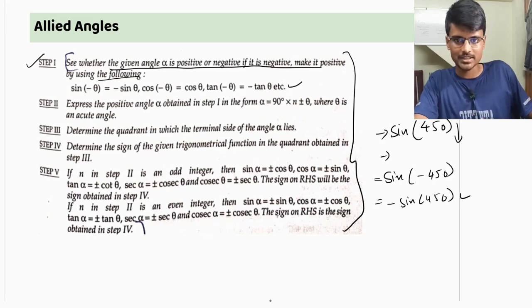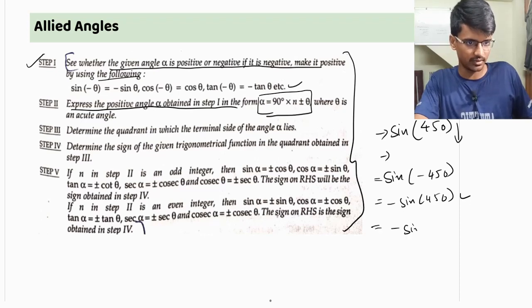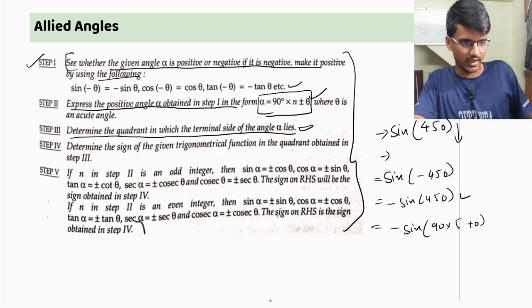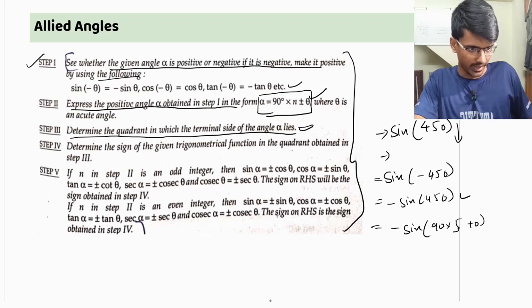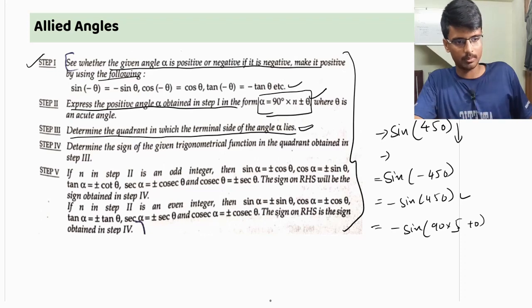Second step, express the angle alpha obtained in step 1 in the form of 90 into n plus or minus theta. In this case, it will be minus of sine of 90 into 5, 5 nineties are 450, plus 0. Express in terms of 90 degrees. Then determine the quadrant in which the terminal side of the angle alpha lies. Make sure angle theta is acute here. See which quadrant it lies in. Let me try to find it out. Here we come back to the second quadrant.